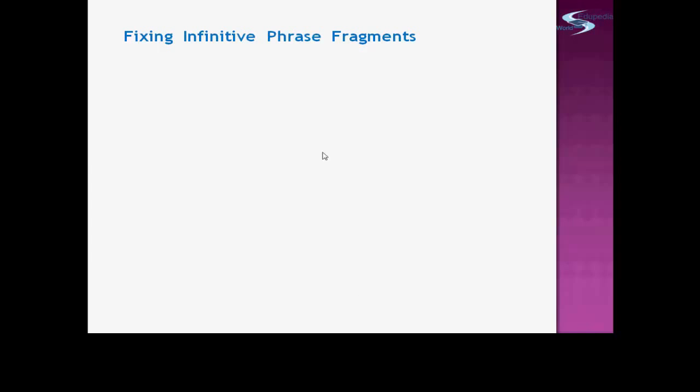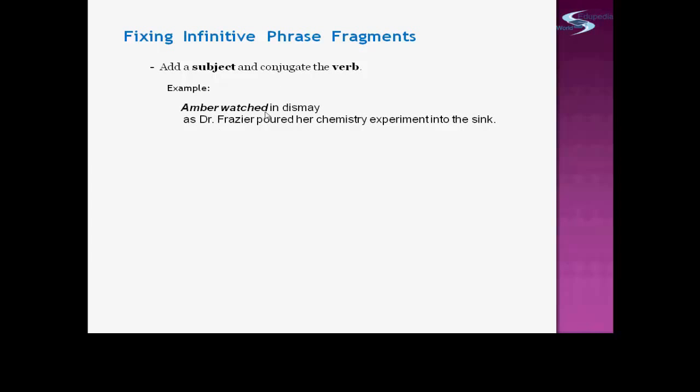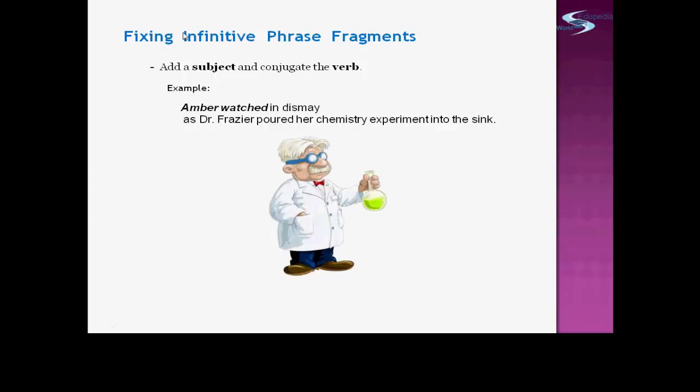Fixing infinitive phrase fragments. You can convert an infinitive phrase fragment into a sentence by adding a subject and conjugating a verb. Example: Amber watched in dismay as Dr. Fraser poured his chemistry experiment into the sink. Remember, you have to add a subject. The subject here is Amber. And you also have to conjugate the verb. The verb is conjugated into past tense, watched. So that is how to fix infinitive phrase fragments.